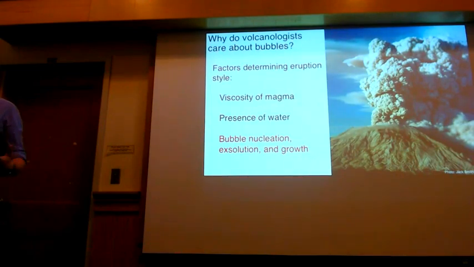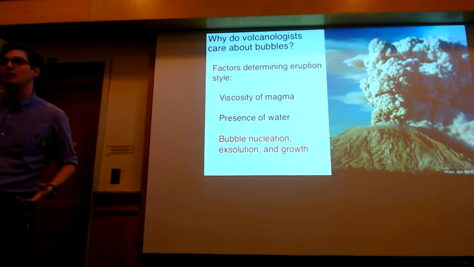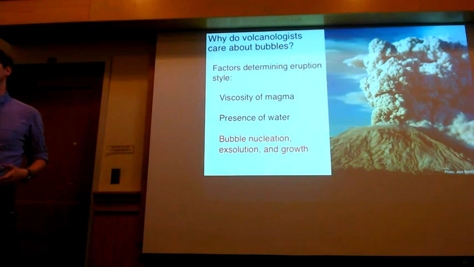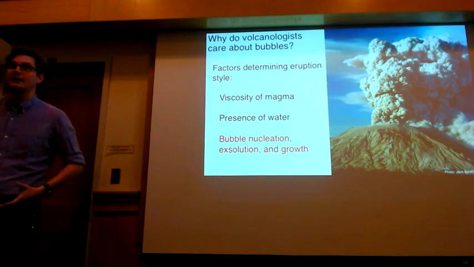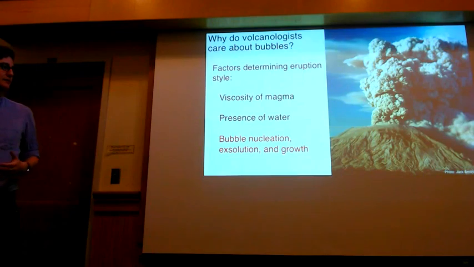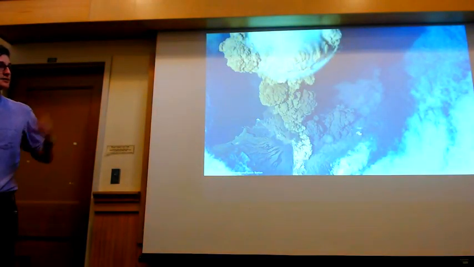There are a lot of factors that determine how a volcano erupts. There's the viscosity of the magma, which is how sticky it is, and that can control how much the magma wants to fragment and explode. There's the presence of water, which can lead to a steam eruption, as with Mount St. Helens in 1980. But there's also bubble nucleation, exsolution, and growth. And as these bubbles grow, then they can lead to an eruption as you're increasing the volume of the magmatic fluid.